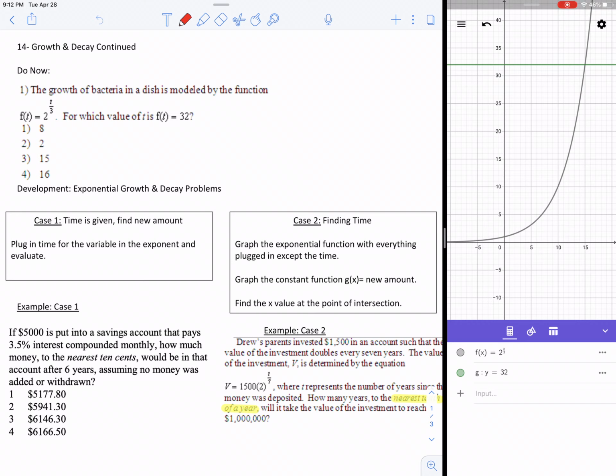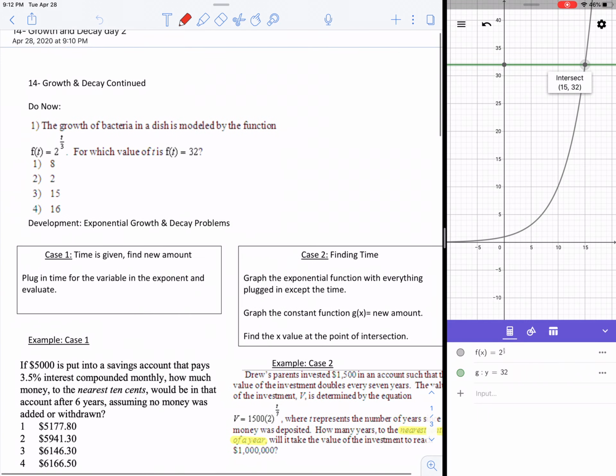And then for the second one, I could write f of x if I wanted to, but instead I just put y equals 32. For the constant function, I'm just going to do y equals whatever the constant is. Now if I press on the intersection point, I find that at 15 is where the function reaches 32. So I get the answer of 15.